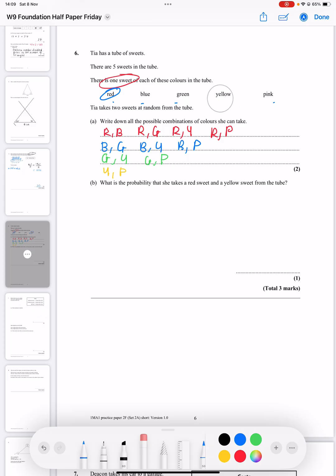What we need to be looking at instead is, we've now got the combinations from part A and we can count them. There's 10. So the answer is out of 10. And there's only 1 outcome that is a red and a yellow sweet. So it's 1/10.